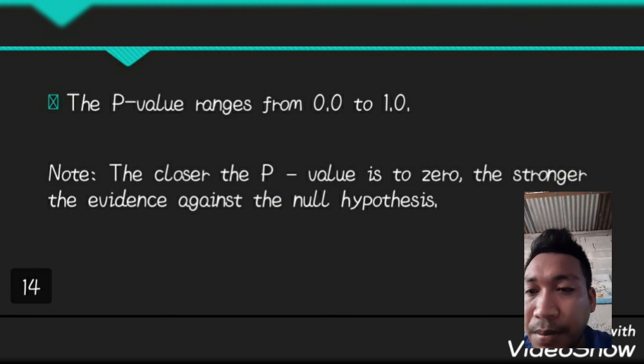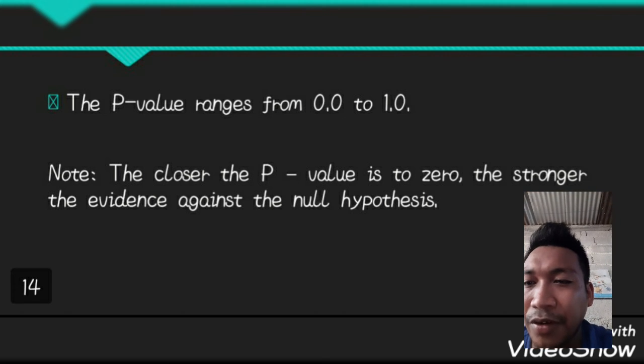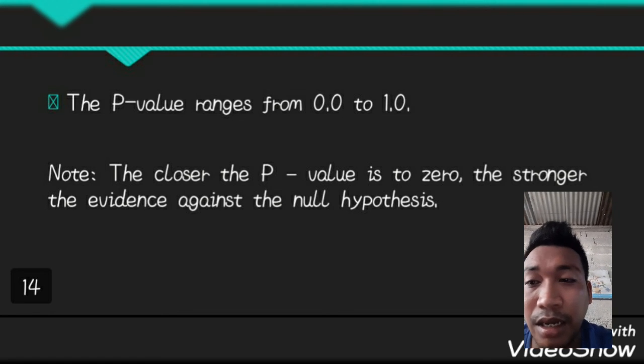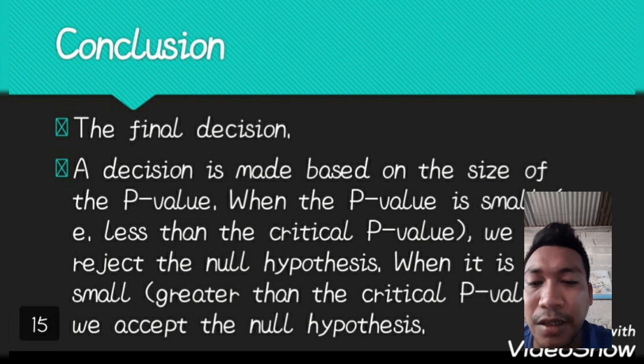So, the p-value ranges from 0.0 to 1.0. Note, the closer the p-value is to 0, the stronger the evidence against the null hypothesis.